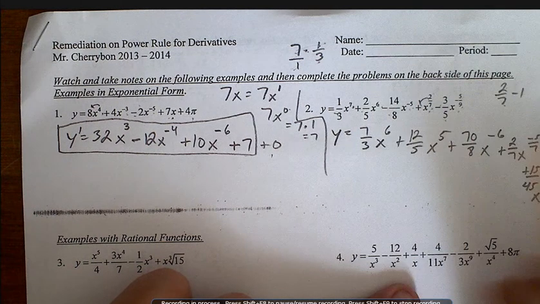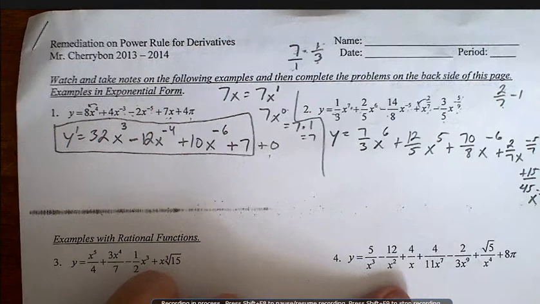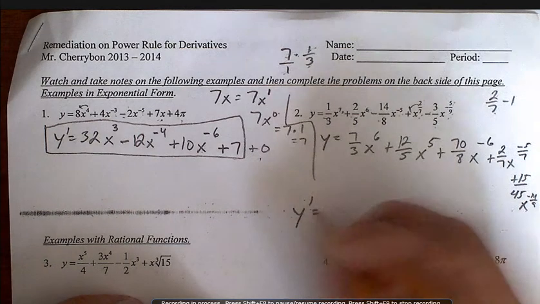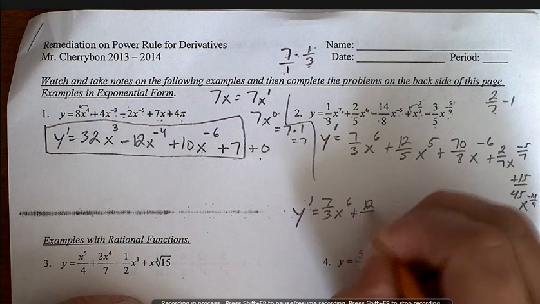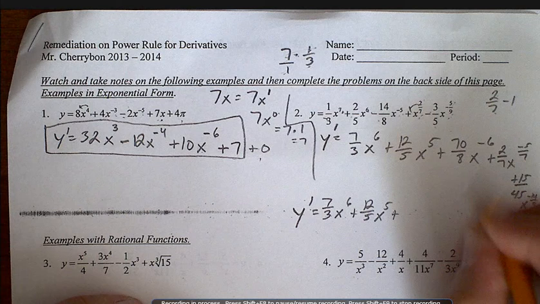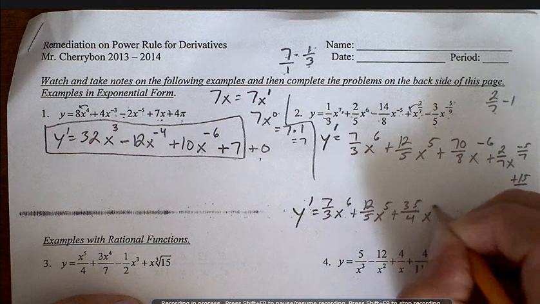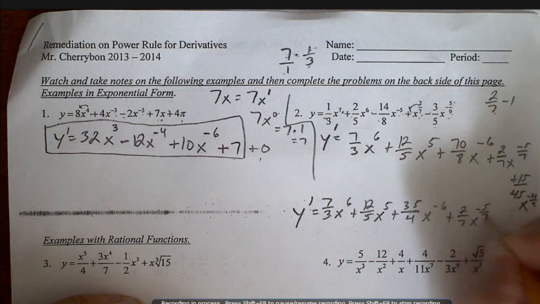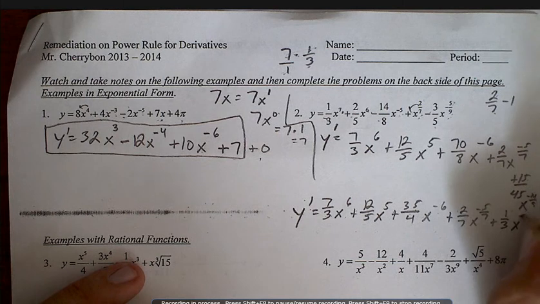Now let's write this again neater. So what we end up getting for number 2 is y prime equals 7/3 x to the 6th plus 12/5 x to the 5th plus 35 fourths, that can reduce, x to the negative 6, plus 2 sevenths x to the negative 5 sevenths, plus 15 over 45 reduces to 1/3, x to the negative 14 ninths. And that's going to be your answer.